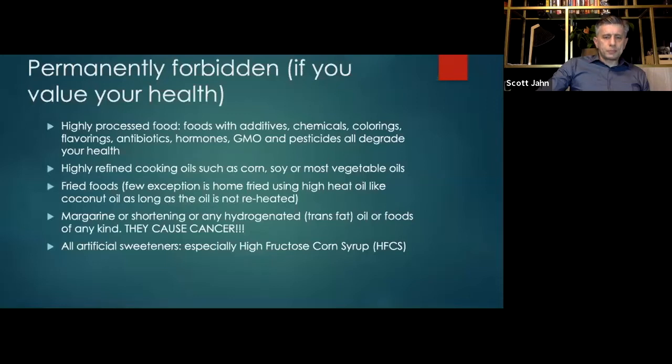EWG.org. They have a list of the most highly genetically modified foods, as well as the dirtiest foods that you should stay away from.